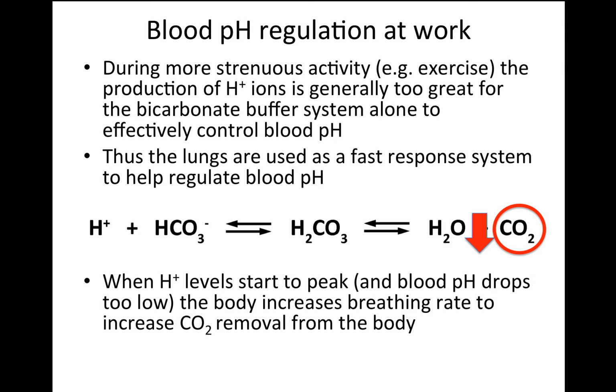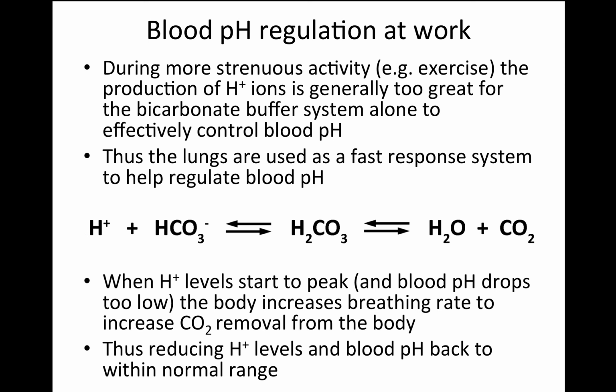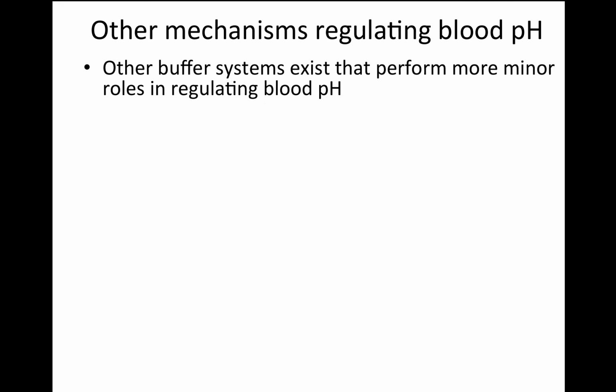When hydrogen ion levels start to peak and blood pH drops too low, the body increases breathing rate to increase carbon dioxide removal from the body. The removal of carbon dioxide from the bicarbonate buffer equilibrium pulls the equilibrium reaction to the right, resulting in hydrogen ion levels rapidly falling as they become bound to bicarbonate ions, thus reducing hydrogen ion levels and elevating blood pH back to within normal range.